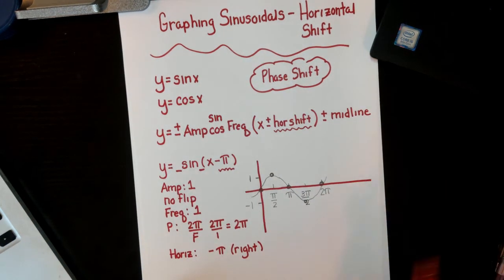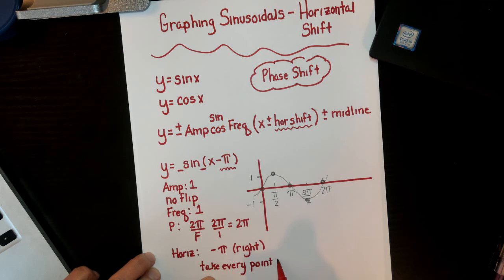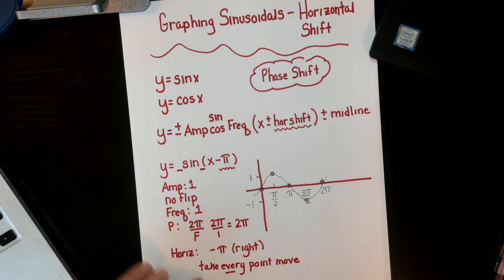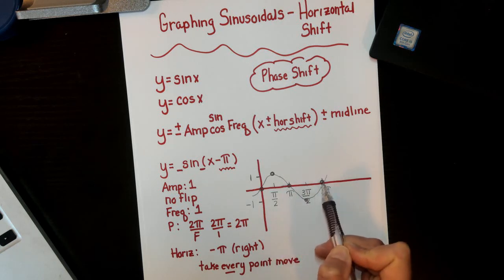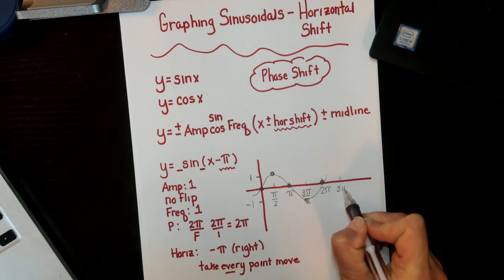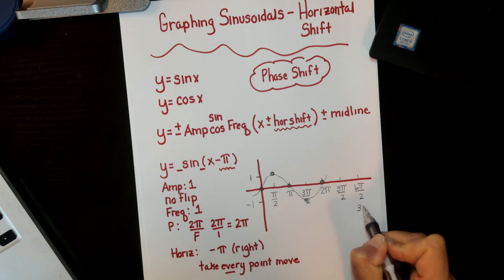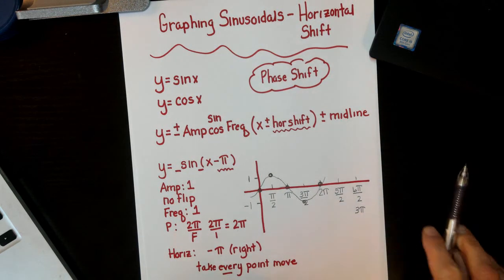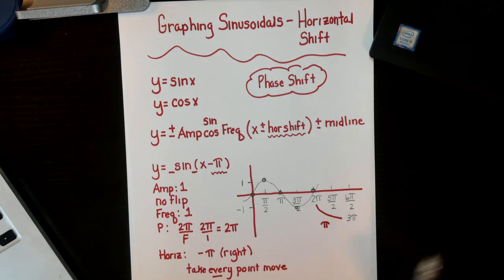Now what this horizontal shift means is we are going to take every point and move them. Make sure it's every point. So every point we're moving over pi units. Well, remember, each interval is only half of pi. So this is 1 pi over 2, 2 pi over 2, 3 pi over 2, 4 pi over 2. The next one would be 5 pi over 2, and then 6 pi over 2, which is the same thing as 3 pi. So if you notice here, 2 pi to 3 pi is 1 pi. But that's how you count.